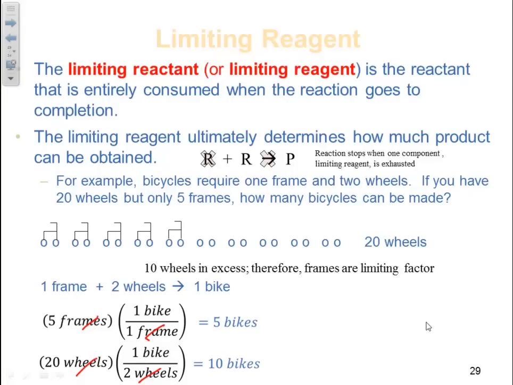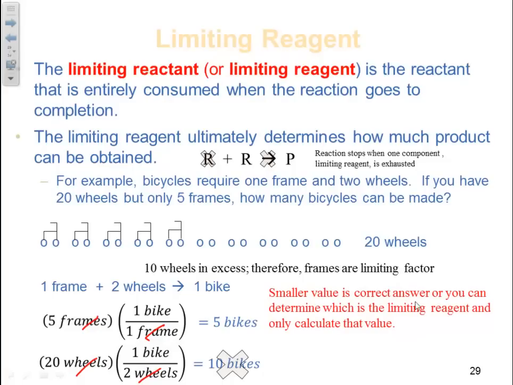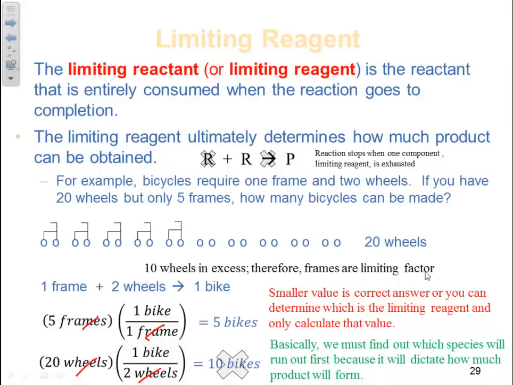Well, you can see, if I talk about frames, I can make 5 bikes. If I talk about wheels, I can make 10 bikes. So the limiting factor here is frames. I can only make 5 bikes because once I run out of frames, I don't have enough frames to make any more. So the smaller value is the correct answer, or you could determine which one is the limiting reagent and only calculate that value. Either way is fine. Basically, we must find out which species will run out first because it will dictate how much product will form. And this is what we're going to have to do with moles.